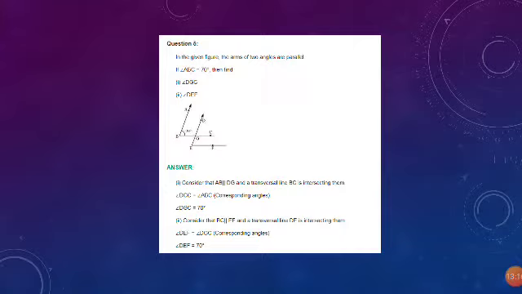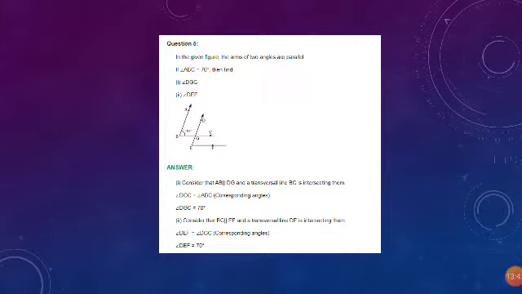Angle DGC is 70 degrees, and angle ABC is also 70 degrees. That is a corresponding angle. Corresponding angles are equal. That is an F-shaped angle. So that means alternate interior angles are also equal. Alternate interior angles are Z-shaped angles.